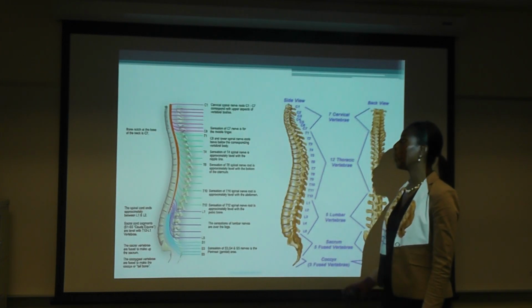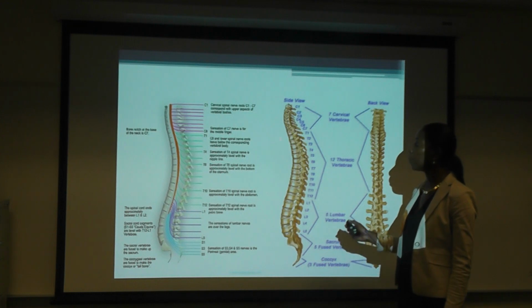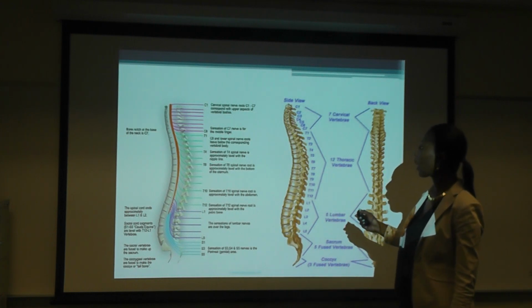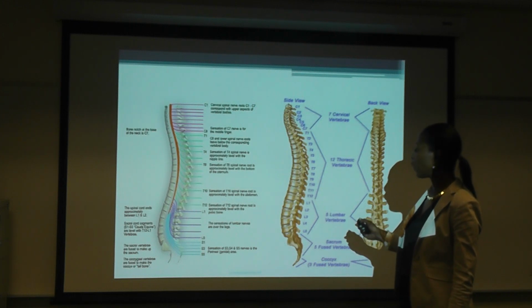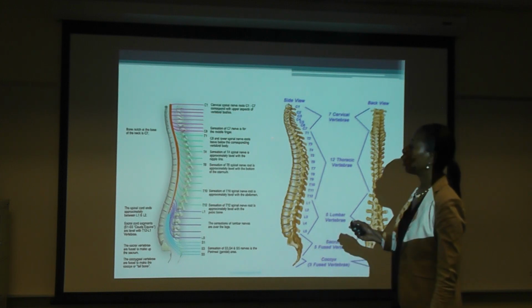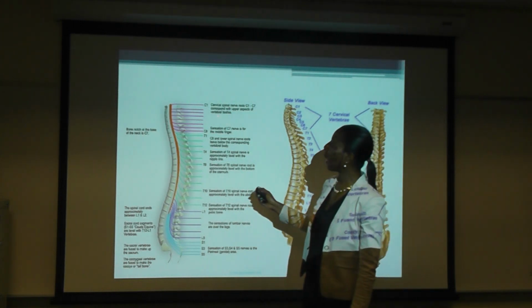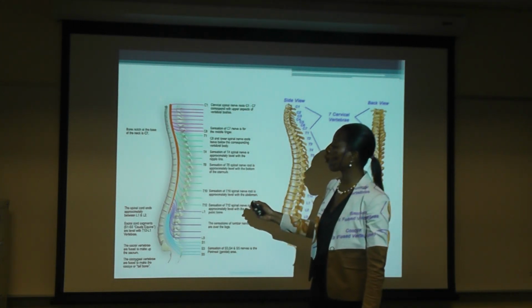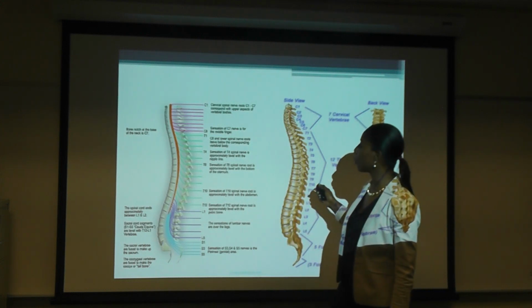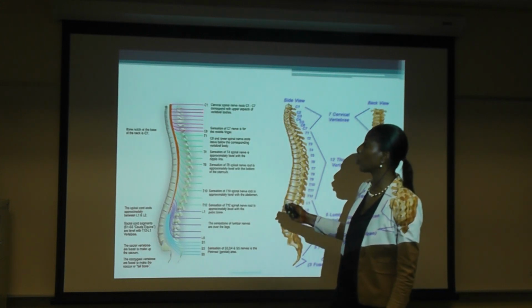Okay, this is the spinal column. You have 7 cervical vertebrae, 12 thoracic, 5 lumbar, and 5 fused sacrum, and then 3 coccygeal. Now, look at this. You have 8 cervical nerves, okay? You have 7 cervical vertebrae, but you have 8 cervical nerves.